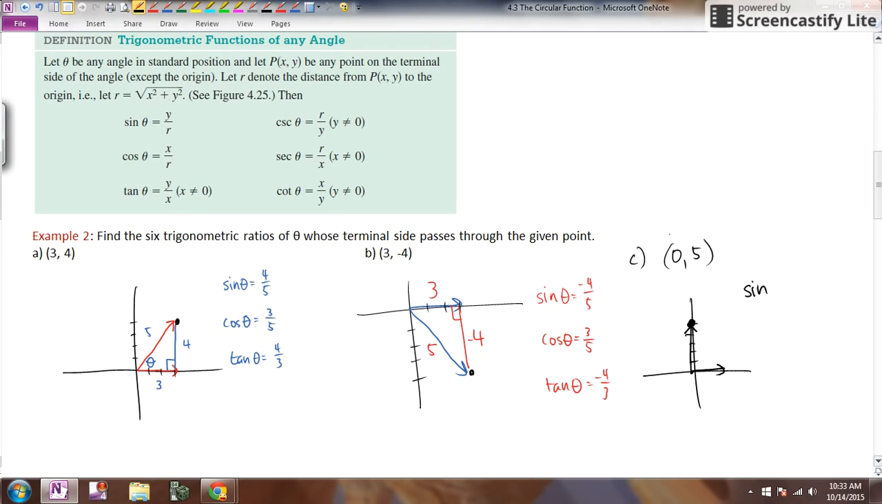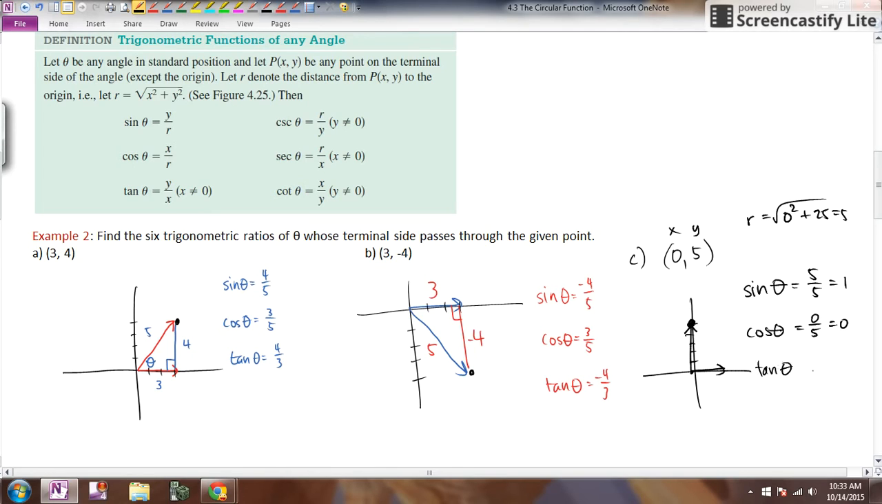So I'll be, all right, this is your x and this is your y. And I know that r is the square root of 0 squared plus 25. So it's really just also 5. So sine of the angle is the y value over the r. So that's 5 over 5, which is 1. I have the cosine of the angle is the x over the r, or 0 over 5, which is 0. And tangent of the angle is the y over the x, or in our case 5 over 0, which is undefined. And there you have it.